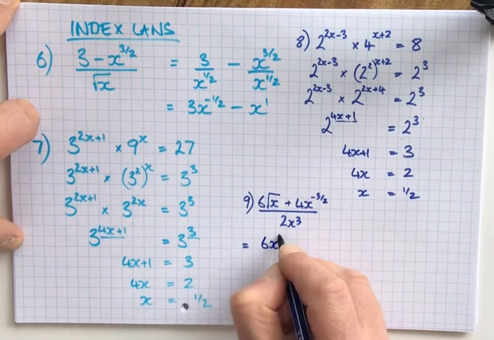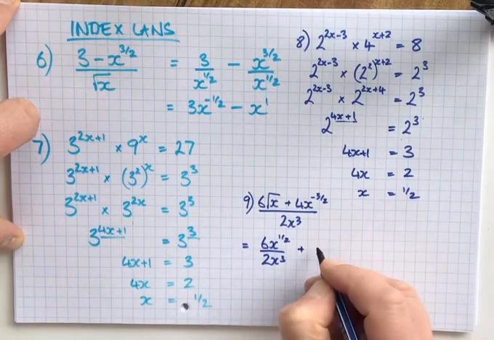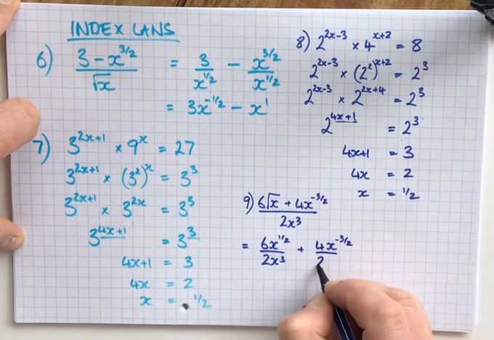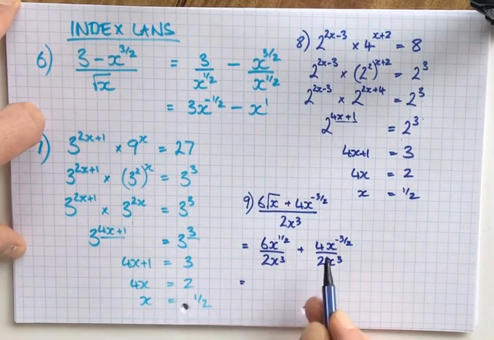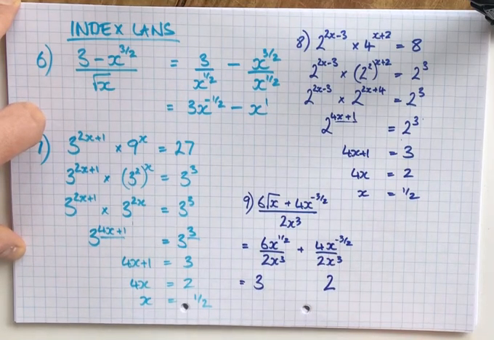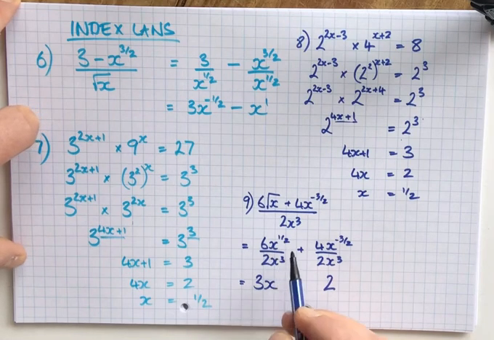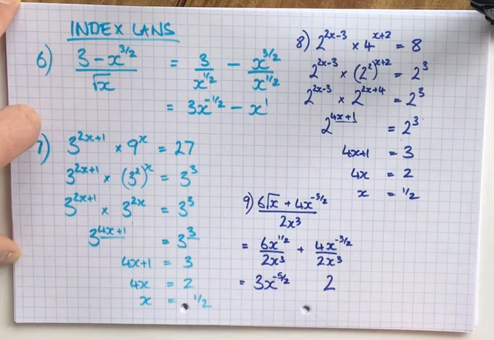So I've got 6x to the half over 2x cubed plus 4x to the minus 3 over 2 over 2x cubed. Right, let's deal with the numbers first. 6 over 2 is 3, 4 over 2 is 2. And those are the numbers that they wanted in the question. Right, let's deal with the powers. I'm dividing, so I subtract the powers. A half, take away 3, is minus 2.5. I'd rather write it as minus 5 over 2.